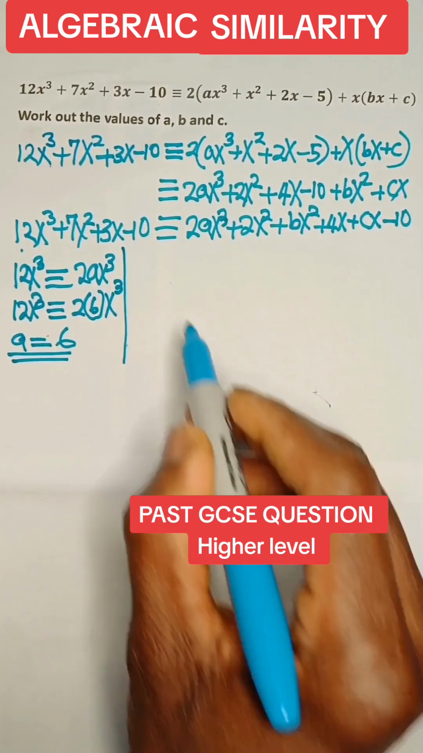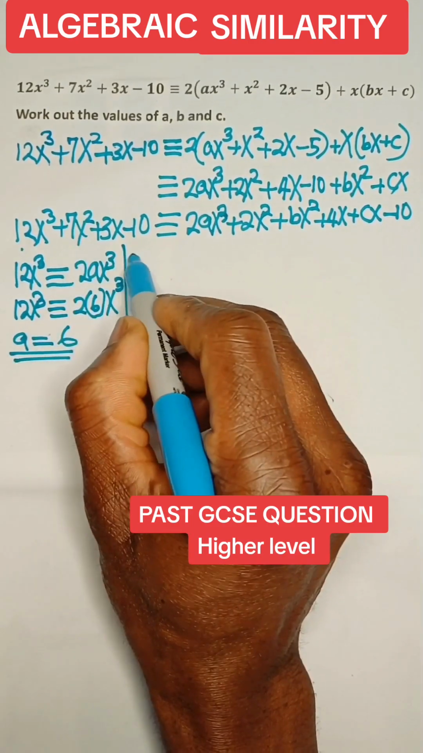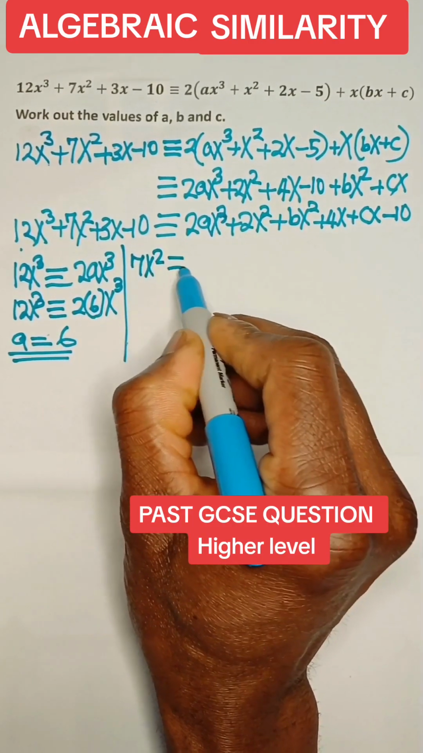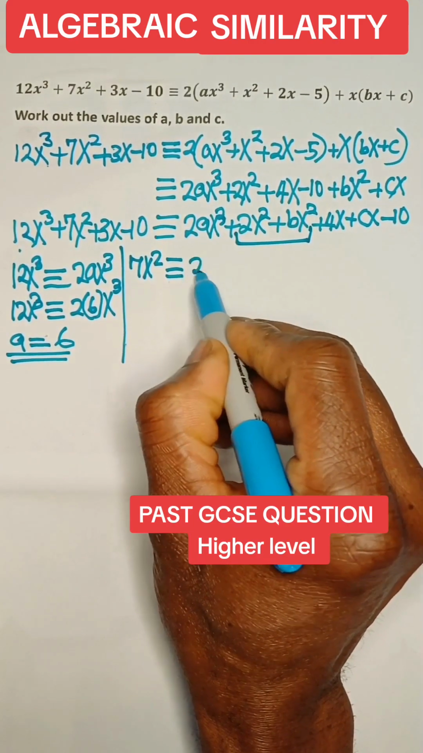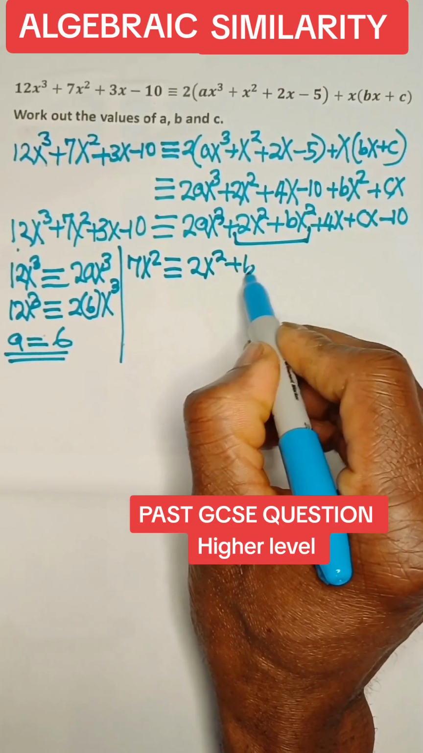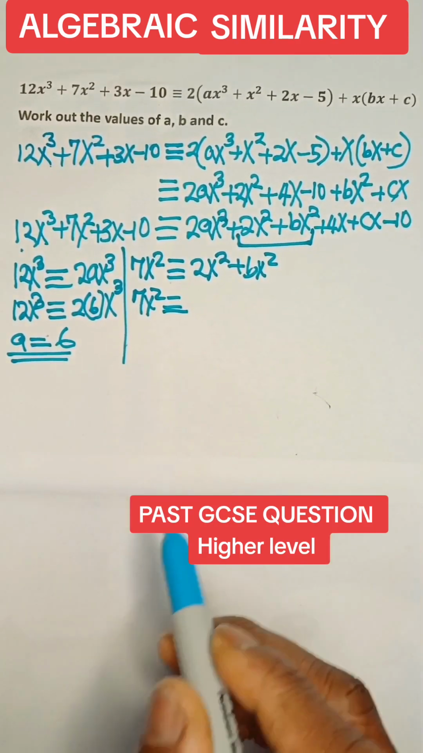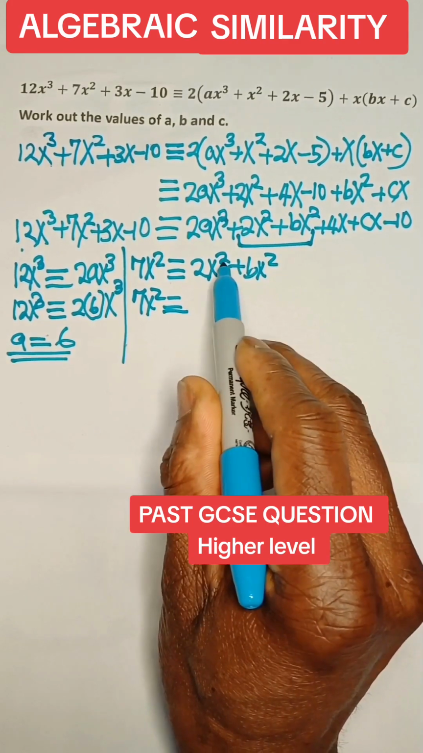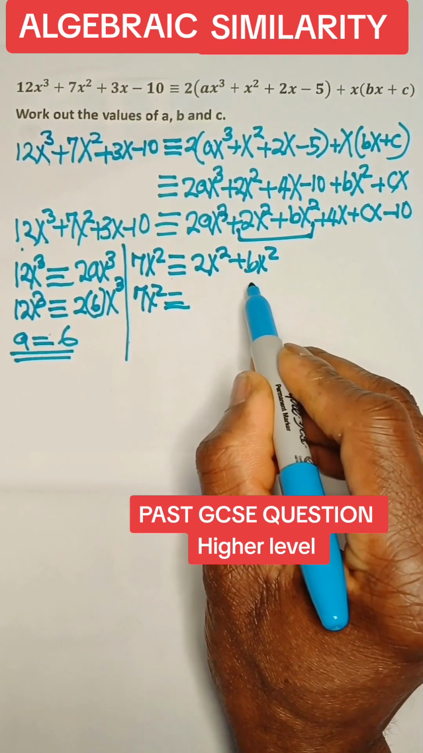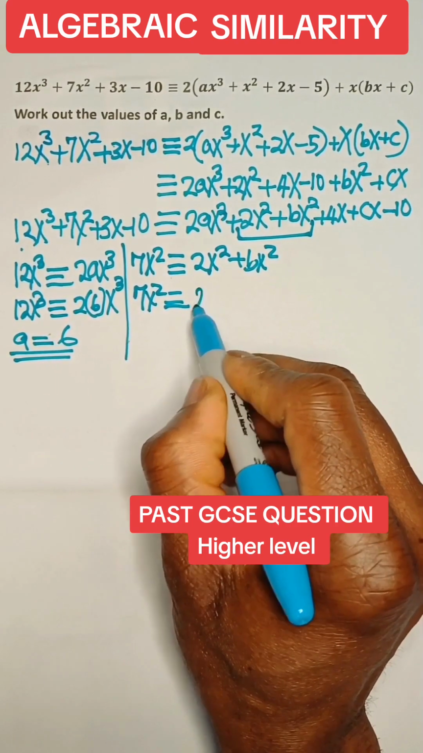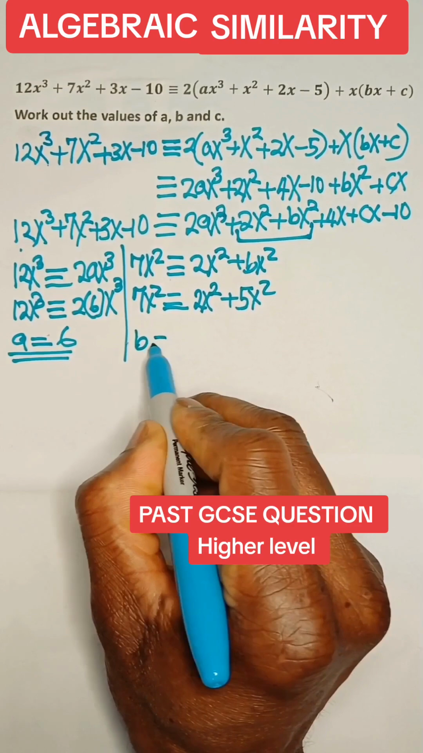Now let's consider the terms having an x exponent of 2. On the left hand side we have 7x squared, which is identical to the two terms on the right hand side, 2x squared plus bx squared. Now we ask ourselves, what is going to be added to 2x squared to give us 7x squared? That is going to be 5x squared. That means that the value of b is 5. So we have 2x squared plus 5x squared, and we can say that b is equal to 5.